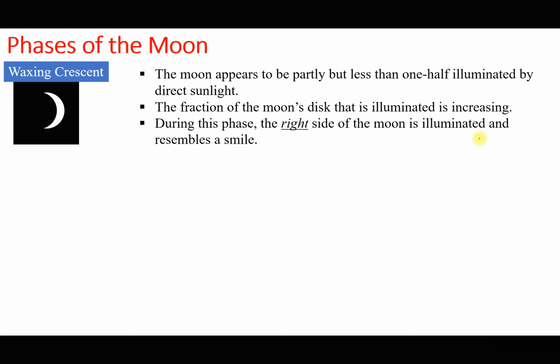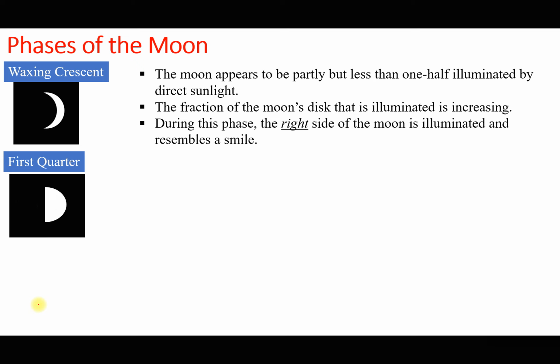Remember I said waxing means the moon is becoming bigger each day, and the side which is illuminated is increasing, or more of the moon is being illuminated, so it is becoming bigger and bigger each day. Then from the waxing crescent we have what we call the first quarter. The first quarter looks like this.